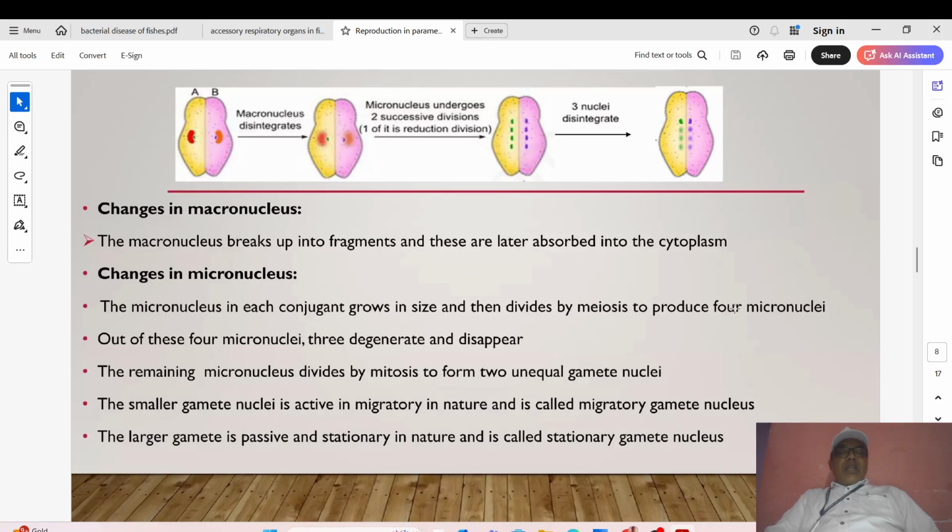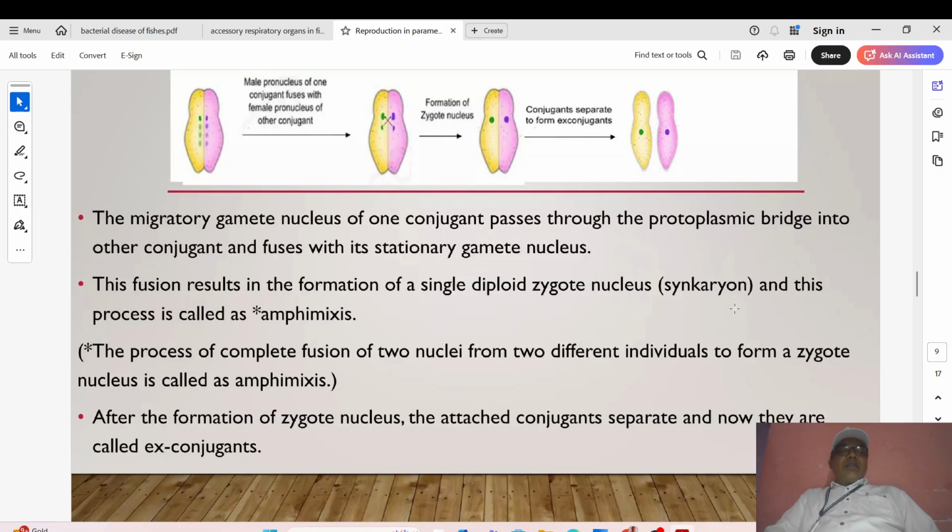Now, the smaller gametic nucleus is active and motile. It is migratory in nature and called the migratory gametic nucleus or male pronucleus. The large gametic nucleus is passive or stationary in nature. Now it is called the female gametic nucleus.